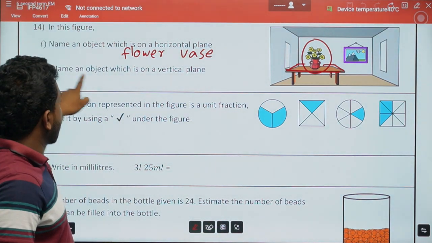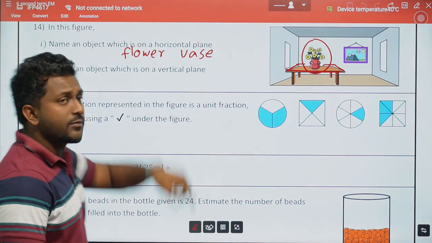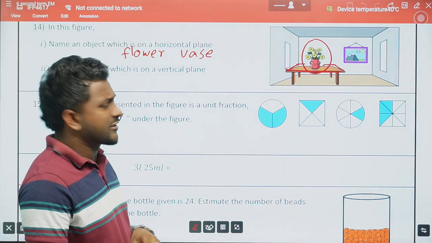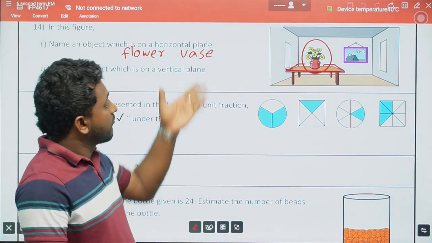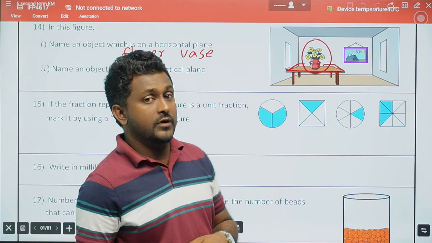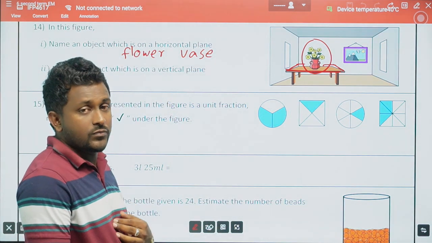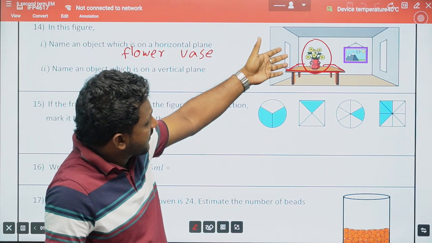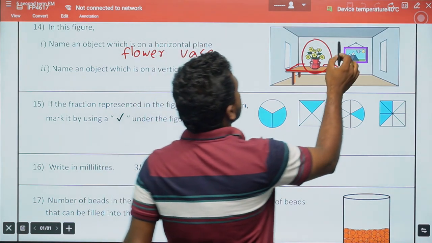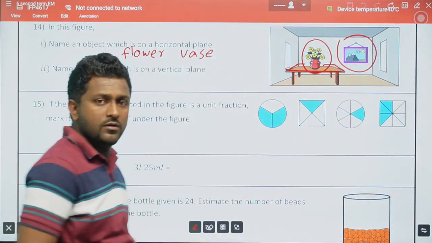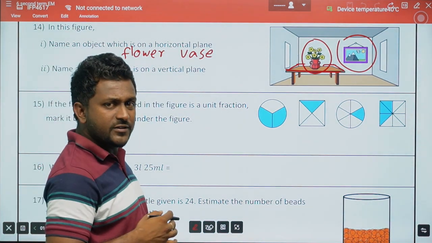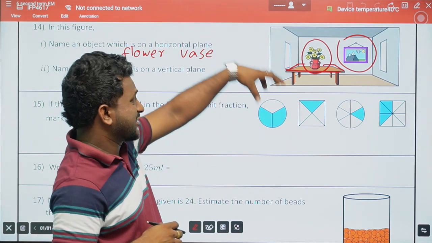Then, problem number 2, name an object which is on a vertical plane. What is vertical plane? What are the vertical planes? Some examples for the vertical planes. Walls. Then this whiteboard. We can see so many walls there, no? There are 3 walls. So what is this one? Wall hanger. No? Yes. We can write it as picture, which is also a correct answer. We can accept it as a correct answer.